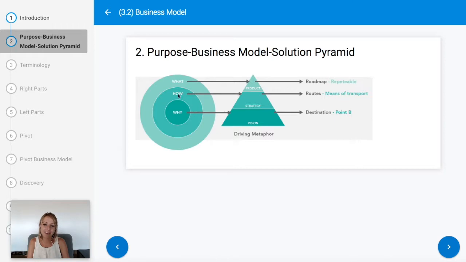Then, the second sphere is how, which is always related with a strategy, all the routes, all the means of transport. How do we achieve our vision? With our product, our service. And the product is going to be our roadmap. Remember that this roadmap must be repeatable and scalable. This is our mission as a startup.